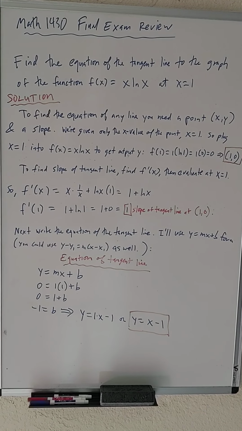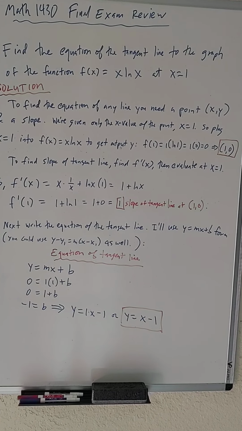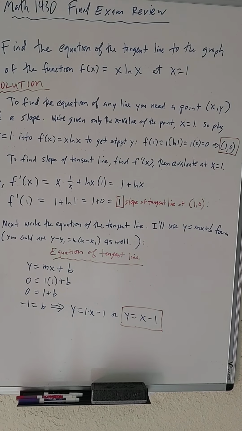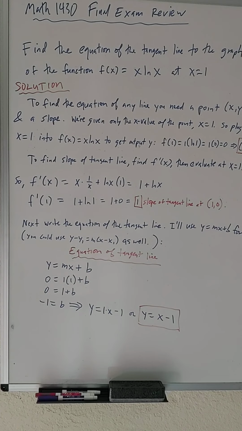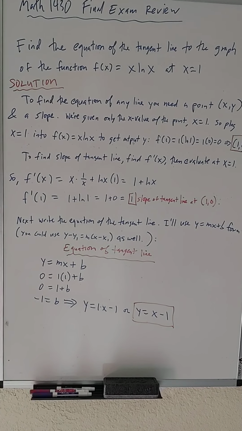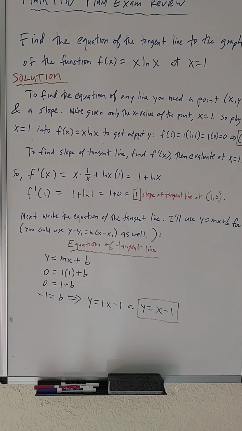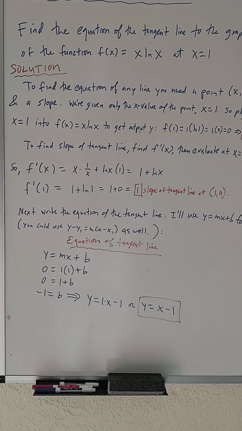Here it is. Find the equation of the tangent line to the graph of the function f of x equals x times the natural log of x at x equals 1. So here's the whole problem. You might want to pause your video and just read everything I wrote at some point, either now or later. Okay, so let me step you through the solution.